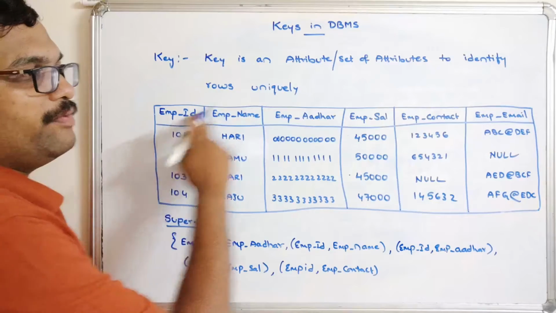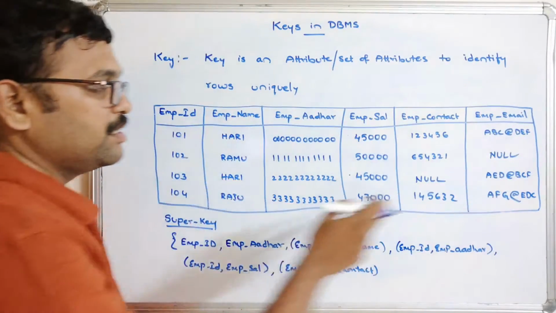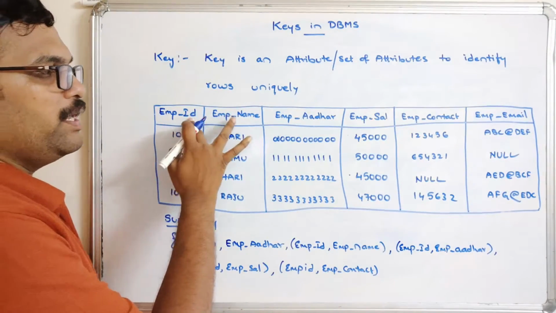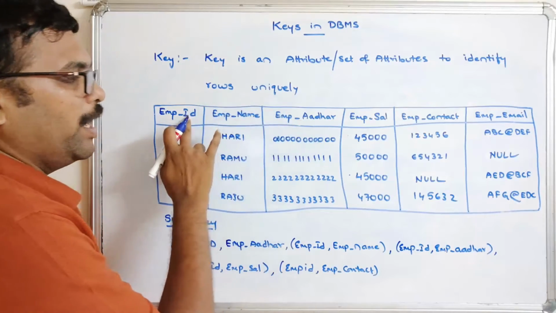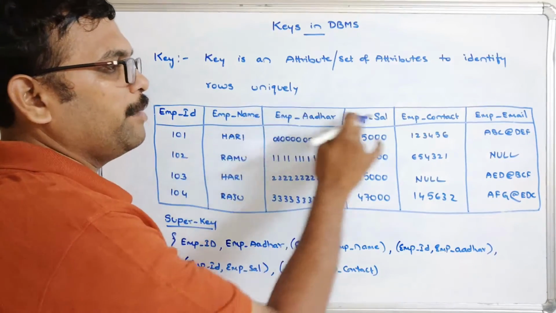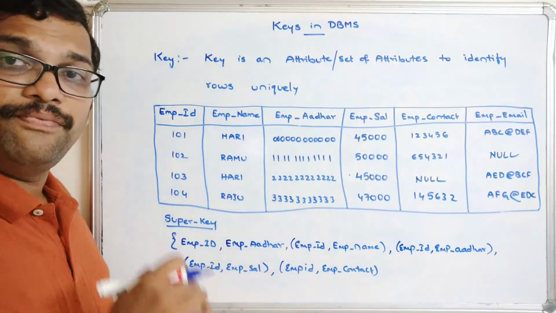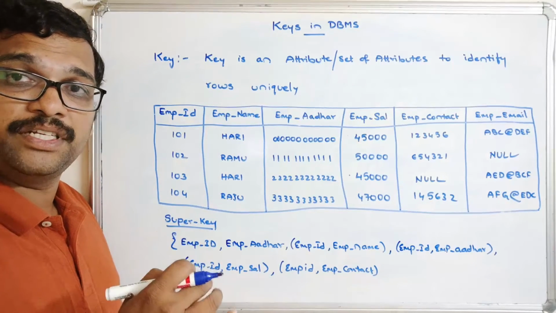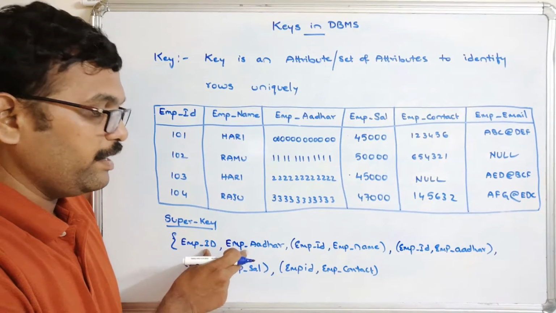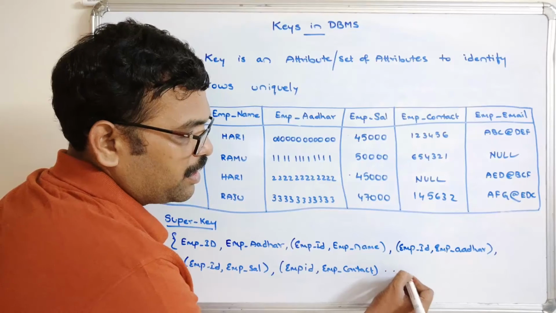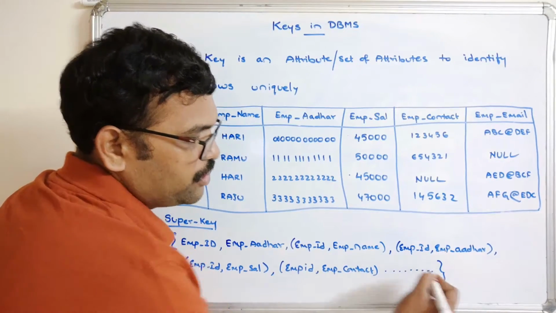Similarly, employee ID with employee email. Employee ID with employee name and employee other. Employee ID with employee name and employee salary. So like that, every combination with this unique identity can be considered as a super key.